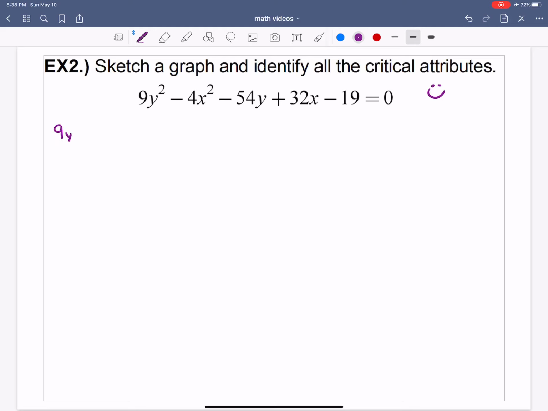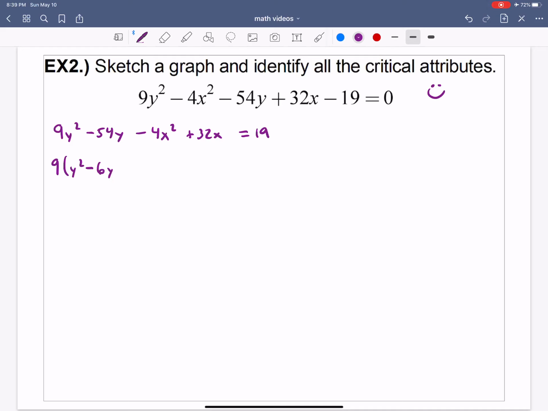Let's rewrite it as 9y squared minus 54y minus 4x squared plus 32x, and let's go ahead and add the 19 to the other side. All right, so here we go. Let's have some fun. First, let's take the y's and factor out a 9. So we have 9 times y squared minus 54 divided by 9, which is 6, so we have minus 6y.